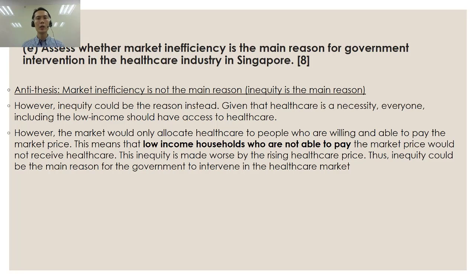What is a dollar vote? The dollar vote implies the price mechanism: people who are willing and able to pay the market price for healthcare. This means that the low-income households who are not able to pay the market price will not be receiving healthcare services. This inequity is now made worse by the rising healthcare prices. Henceforth, inequity could therefore be the main reason why the government might need to intervene in the healthcare market. So that concludes the body part.